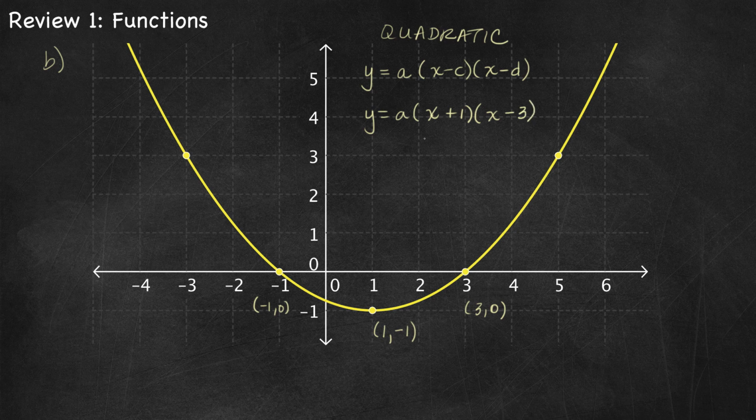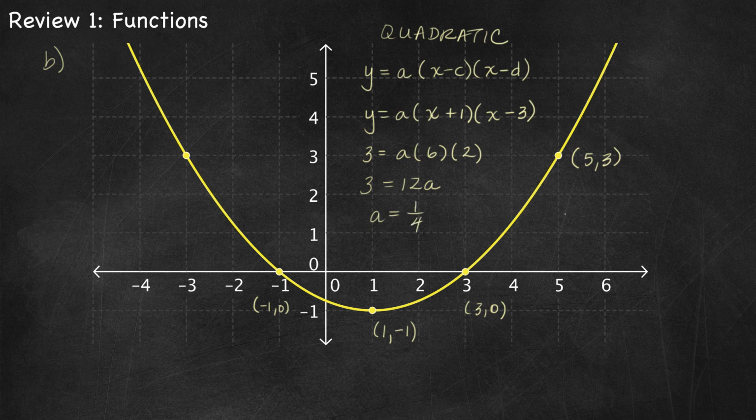And now all I need to do to solve for a is to substitute in another point, x comma y. So I could use the vertex, or I could use this point over here. I've got 5, 3. Let's do that. So I know when y is 3, x is 5, 5 plus 1 is 6, 5 minus 3 is 2. So 3 equals 12a. Now if I divide both sides by 12, I get a equals 1/4.